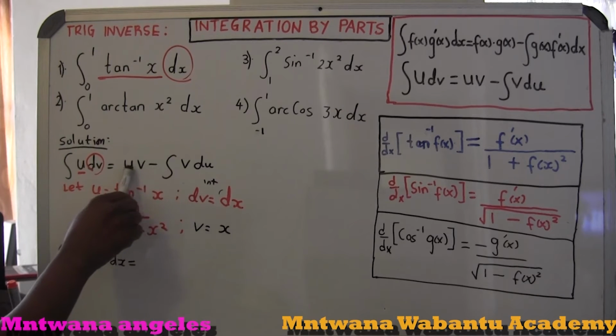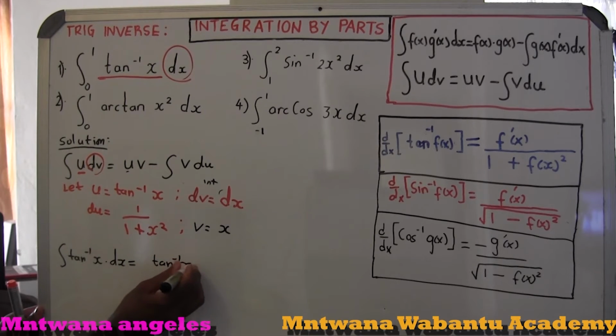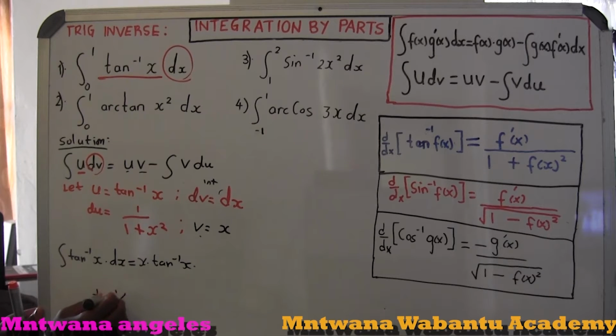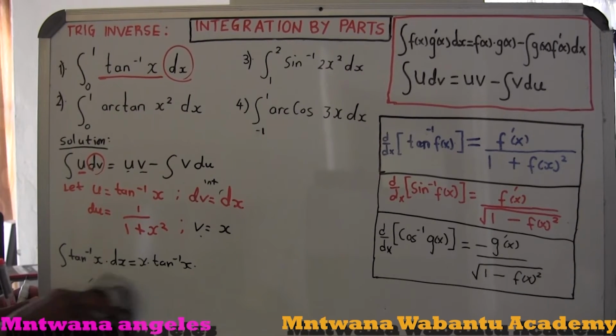Okay, u times v. What is our u? Our u equal to tan inverse of x, times v. What is our v? v equal to x. I think it's good to multiply before. I encourage you all the time: don't say tan inverse of x times x, because now you might say, oh, this is tan inverse of x squared, which is not true. You know what I'm saying? You can just put it in a bracket, but most of the time, I will encourage you to put the x before tan inverse x.